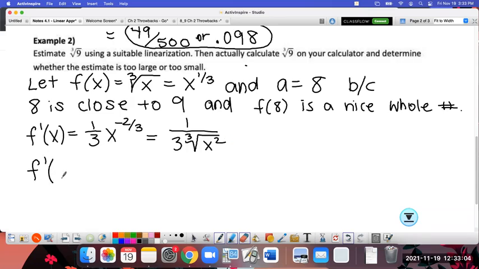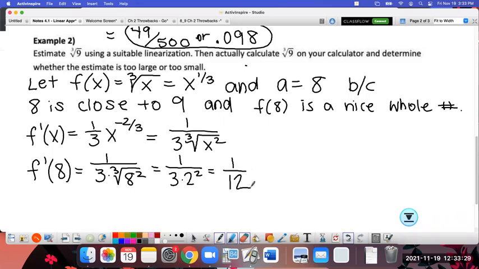Go ahead and evaluate f prime of 8. And remember, pause this whenever you need to. Okay, it's going to be easier to take the cubic root of 8. Keep your numbers small before you make them bigger. So that would be 1 over 3 times 2 squared. 2 squared is 4. 3 times 4 is 12. And then we'll need to know f of 8 for our linearization as well. Okay, I'm going to go ahead and write my linearization off to the side.